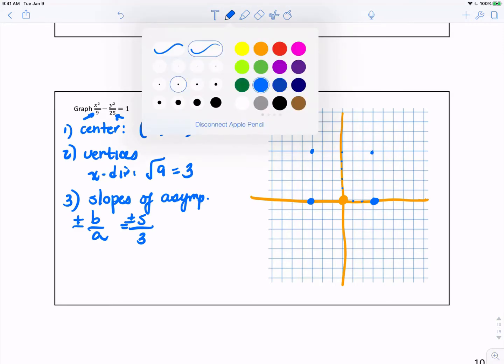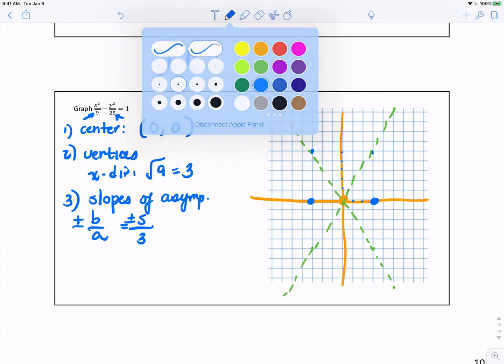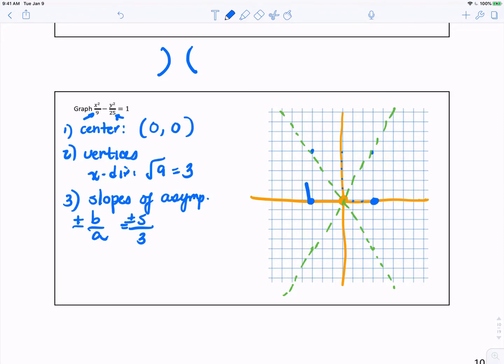And now let's go ahead and graph the asymptotes. I'm going to put some more lines to aim for so I can try to graph this a little more accurately. So this asymptote has a slope of negative 5/3, and this has a slope of positive 5/3. And now we're ready to graph the hyperbola. So you start at the vertex, and you get very close to the asymptote.